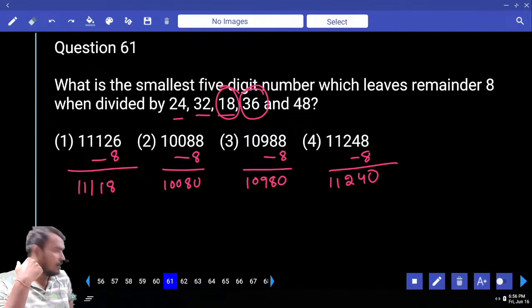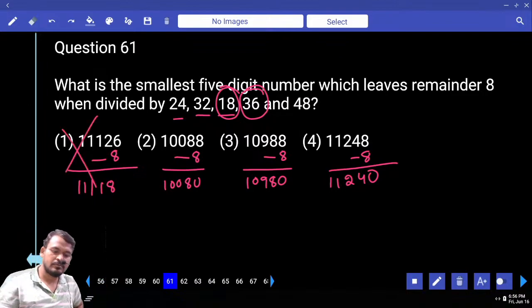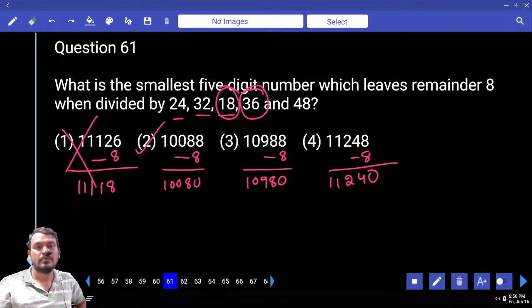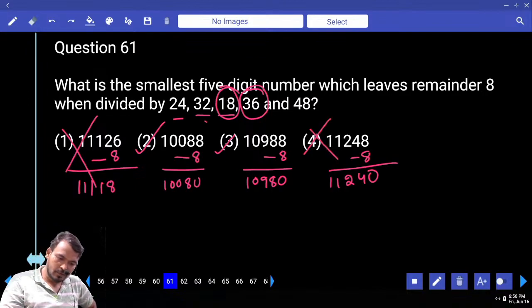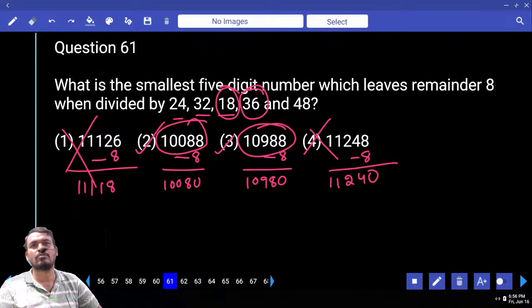Here, first option is a multiple of 9? No. Second option? Yes. Third option? Yes. Means two options are. Fourth option? No. In these two options, which one is closer to 10,000? Because we require the least 5-digit number, which one is closer to 10,000? 10,088 or 10,988? 10,088. Then the answer is the second option.